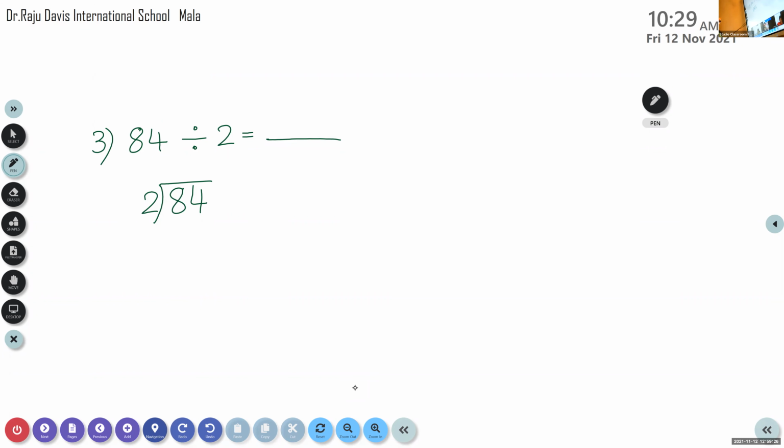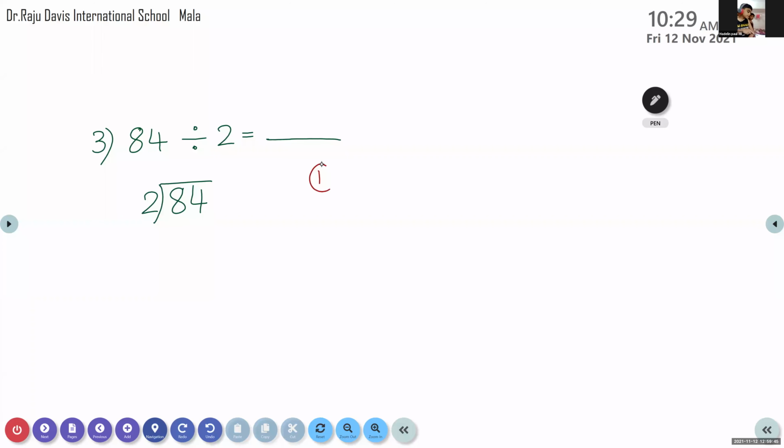Okay, only 1 minute is left. Hadlin will start. Others do, and he will just help me. What is the first step to be done? We have to compare the first digit of the dividend and the divisor, 8 and 2. What is the symbol I should put there? 8 is greater than 2. That means the 0 should not be put there. You have to solve it.